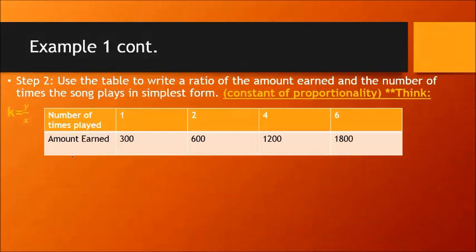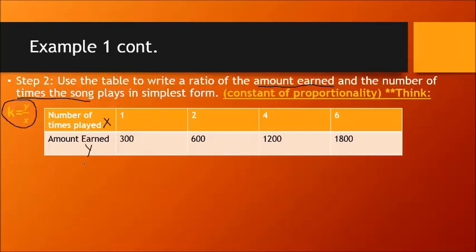Step 2, use the table to write a ratio of the amount earned and the number of times a song plays. So remember the constant of proportionality, that second little term that we did. This is how we have to write this. So we're trying to find k, so we have to do y over x. Remember, this is y, this is x. It says the amount earned and the number of times the song plays. You can also look at the order here. Amount earned goes on top. The number of times the song plays goes on bottom.